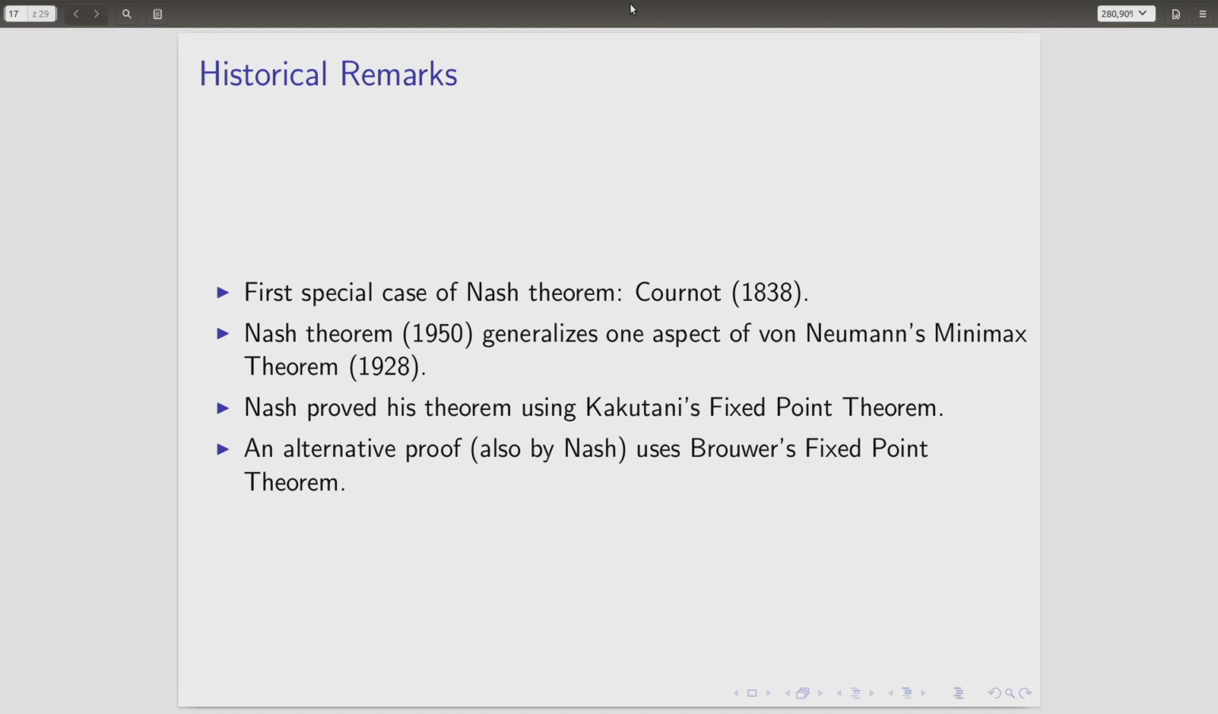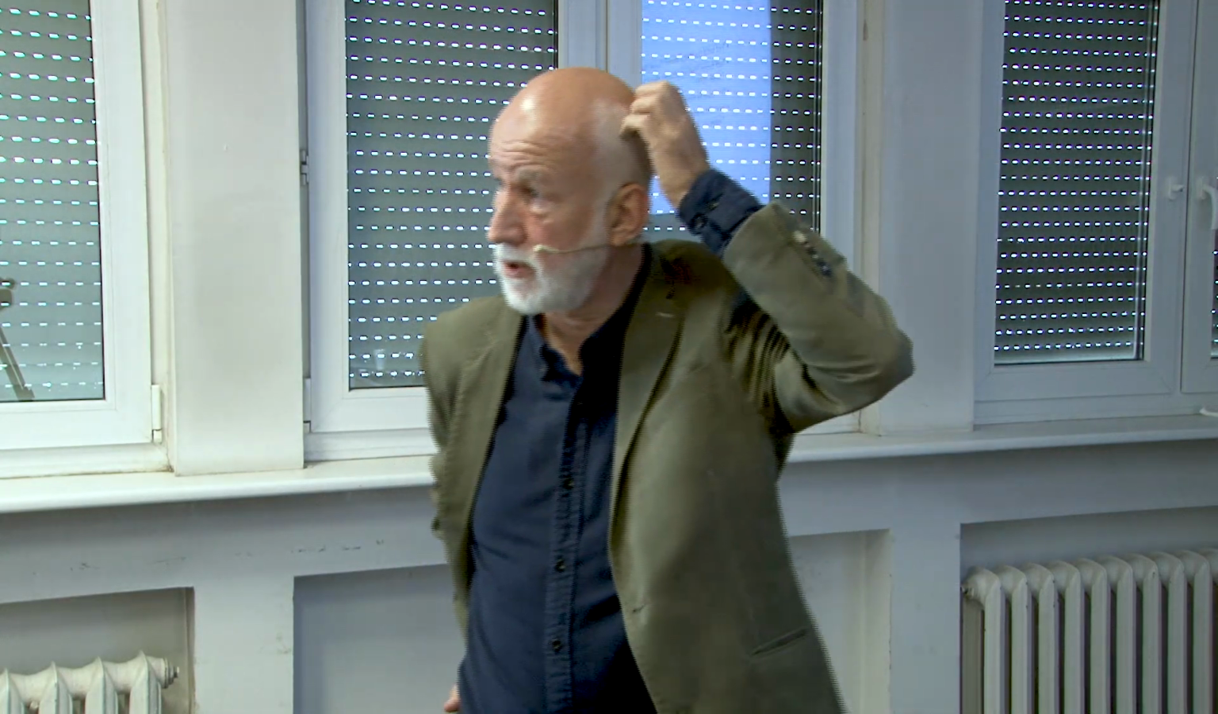pseudo-historical survey. The first game where there was some interaction in the form of strategic interaction was proposed by Frenchman Cournot, and it's called Cournot competition. After the break, I hope I'll reach the point where I'll tell you what it is.